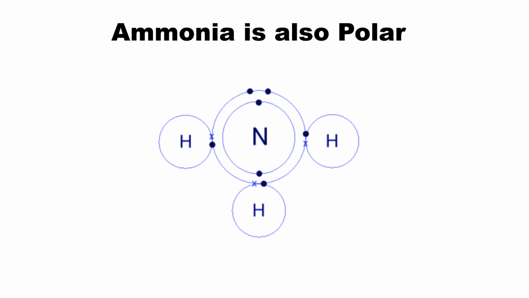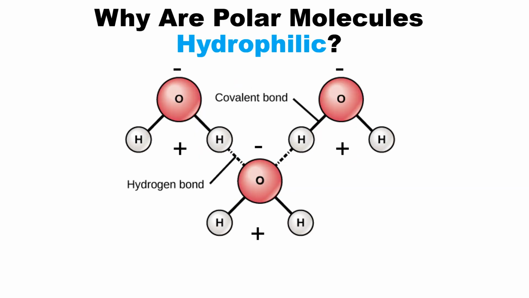Ammonia is another example of a polar molecule. It consists of a nitrogen atom sharing electrons with 3 hydrogen atoms. And the nitrogen atom is more electronegative than the hydrogen atoms. Thus, the electrons spend more time around the nitrogen atom compared to the hydrogen atoms. This makes the nitrogen side of ammonia slightly negative, while the hydrogen side is slightly positive. And this means that ammonia is a polar molecule.